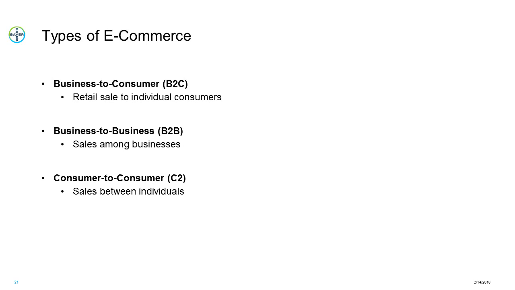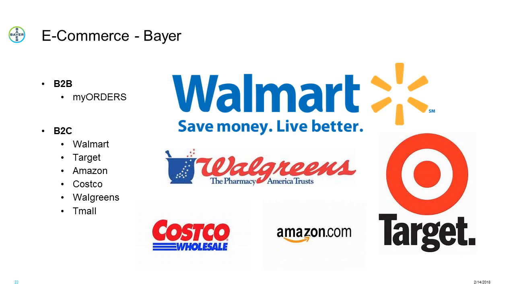So the types of e-commerce: you have business to consumer, which is retail sales to individual consumers; business to business, with sales among businesses; and consumer to consumer, where sales are between individuals. For Bayer, they primarily work on B2B and B2C. B2B is my orders, or business to business. Business to consumer, a lot of them are your brick and mortar stores like Walmart, Target, Costco, Walgreens, and now more of your online retailers like Amazon and Tmall.